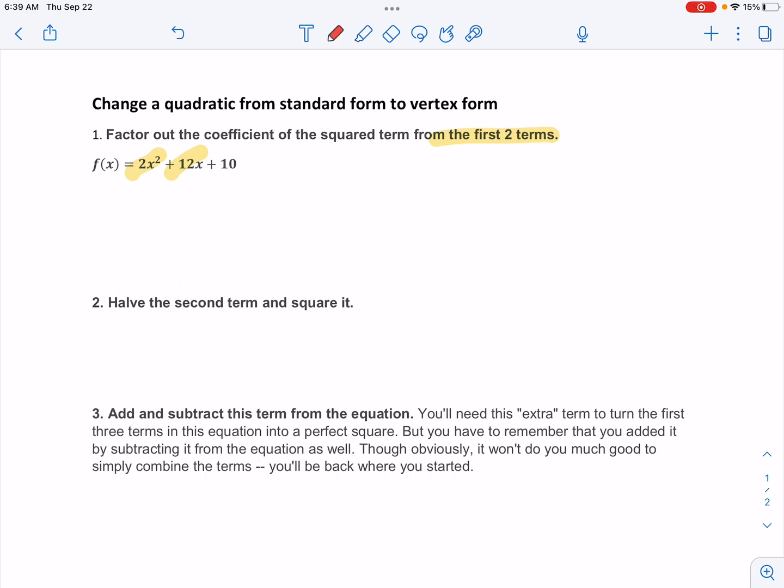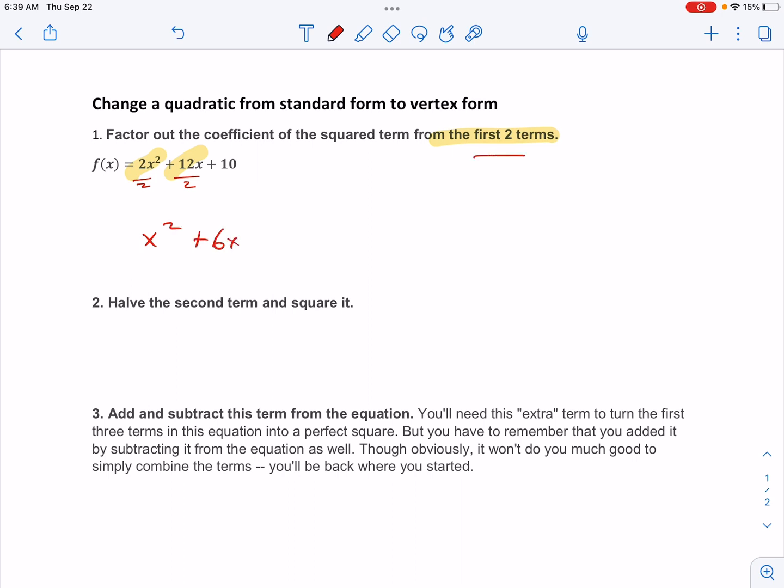So if there is a leading coefficient, in this case it's 2, we divide that 2 out of the first two terms. Divide these both by 2, or whatever the number is in front. Divide the first two terms by that number. That'll give us x squared plus 6x.